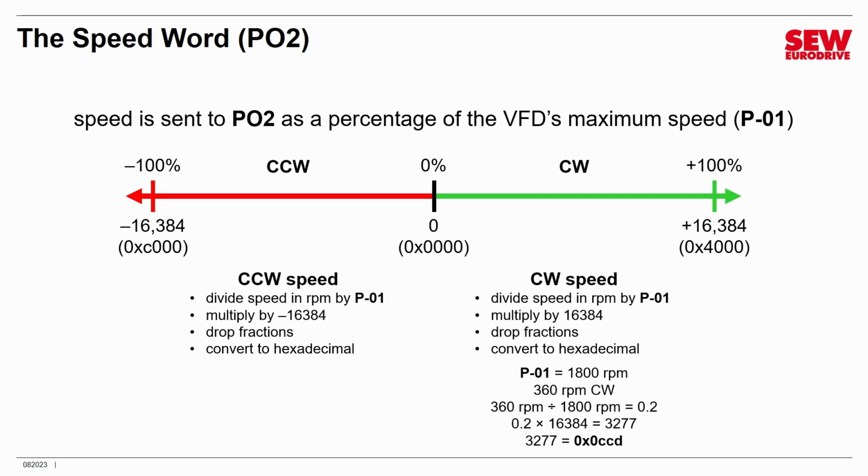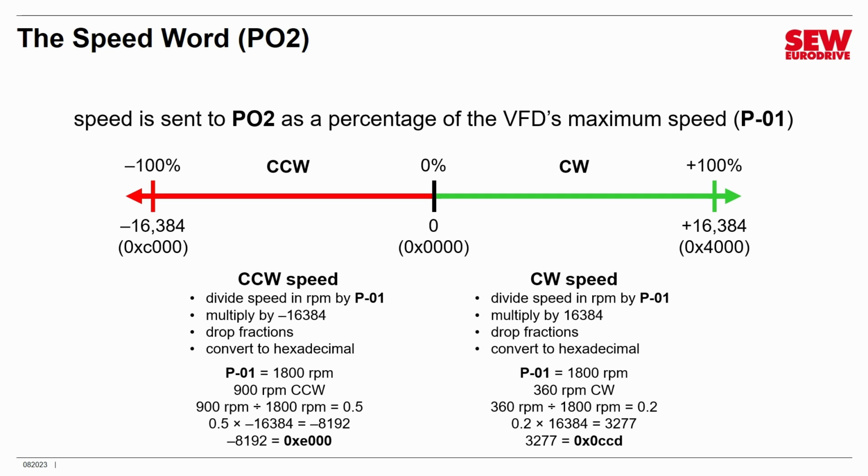Let's say that our P01 value is 1800 RPM, and we want to turn 360 RPM clockwise. We take 360, divide by 1800, that's 0.2, in other words, 20% of the maximum speed. We multiply 0.2 by 16,384, and we drop any fractions. The answer is 3277. We convert that to hexadecimal with the Windows calculator, and it is 0CCD. If we send that value, we should turn at 360 RPM clockwise.